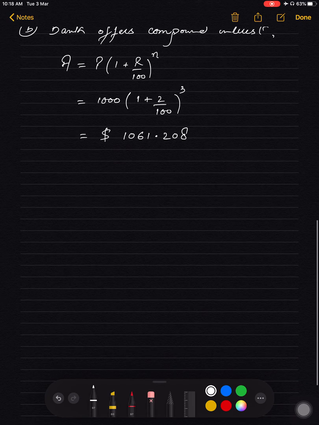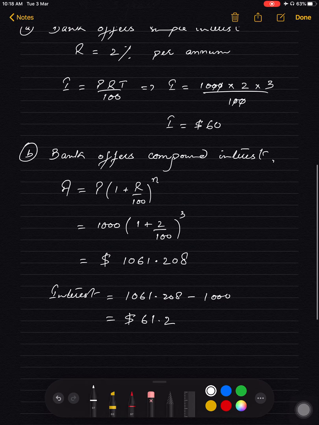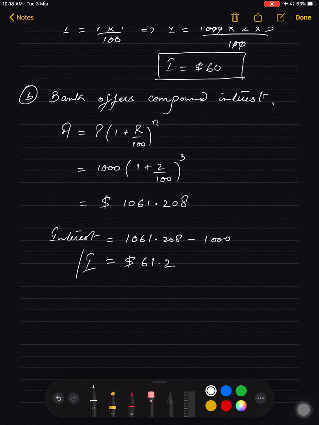So his interest or profit will be calculated by subtracting the principal amount from the compound amount. Principal is 1000. Now you can see the simple interest was $60, whereas the compound interest is a little bit more than the simple interest, $61.2. So this calculation clearly shows that compound interest gives more profit than the simple interest.